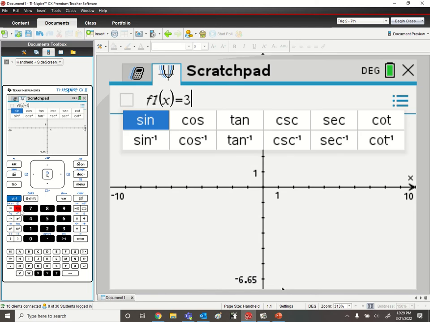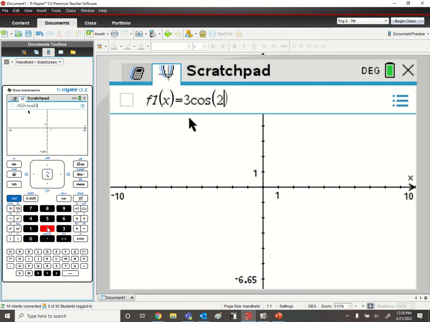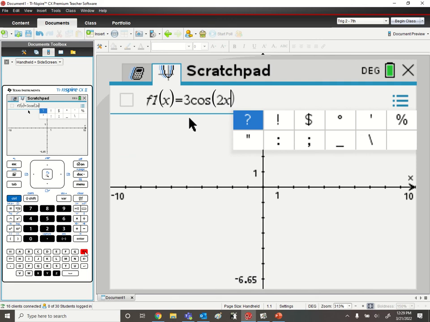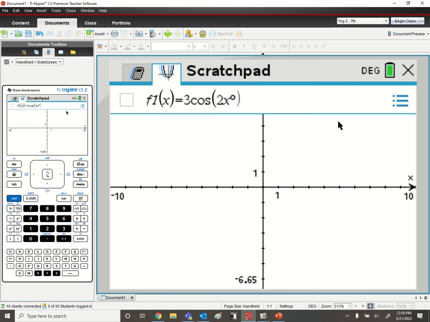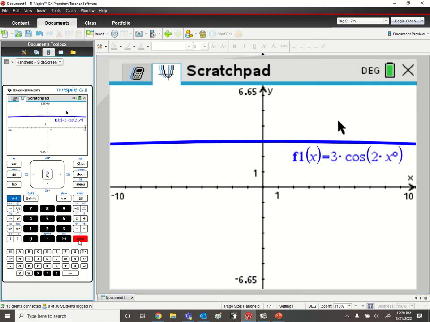3 cosine 2x degrees. And close that. Enter. There we go. So now I'm going to go from 0 to 90. So let's go ahead and change my window.